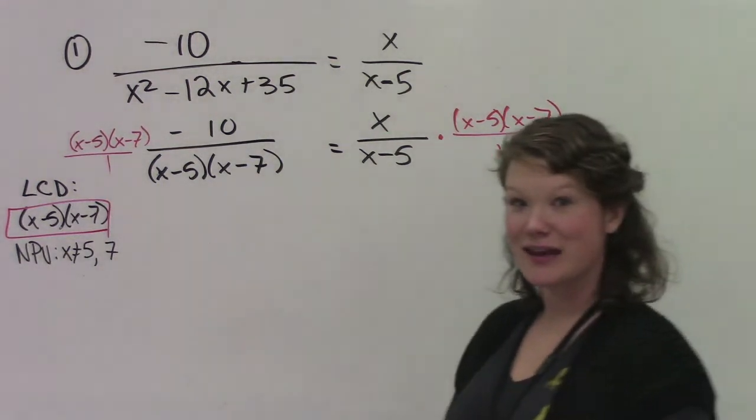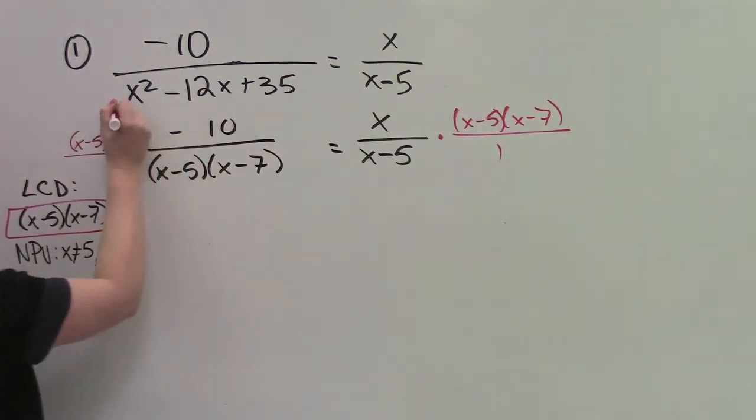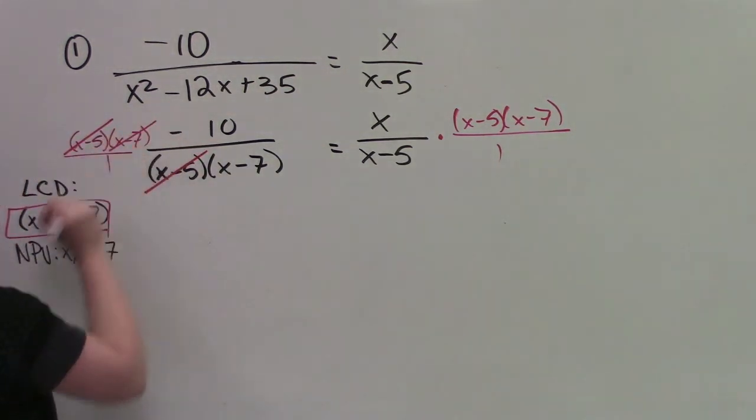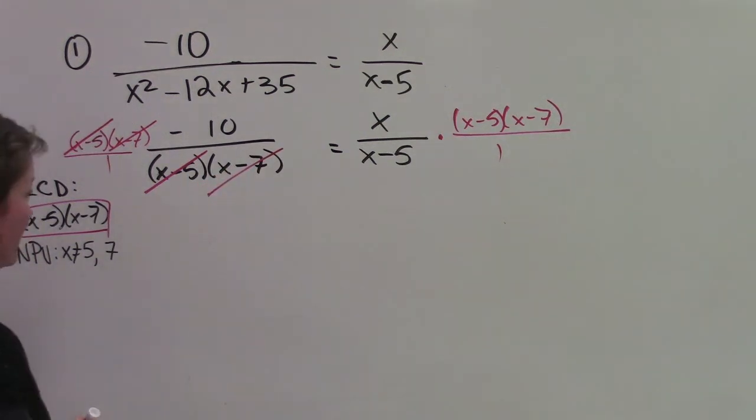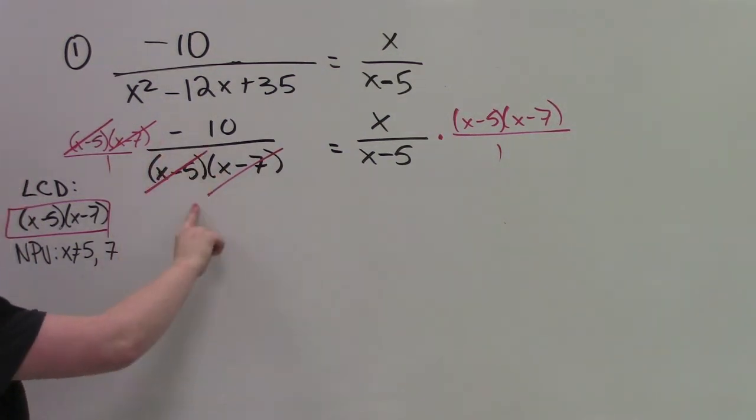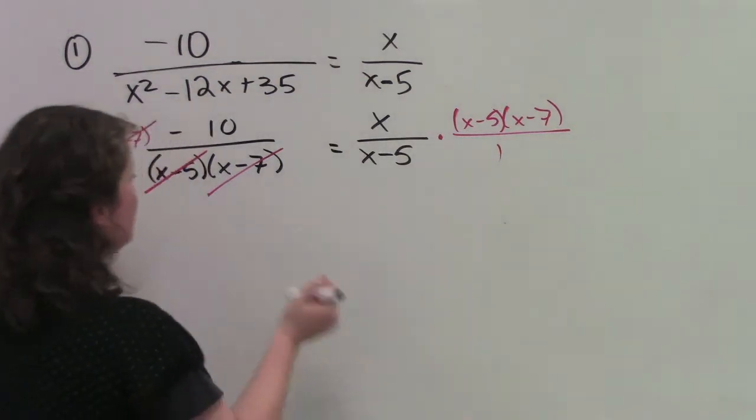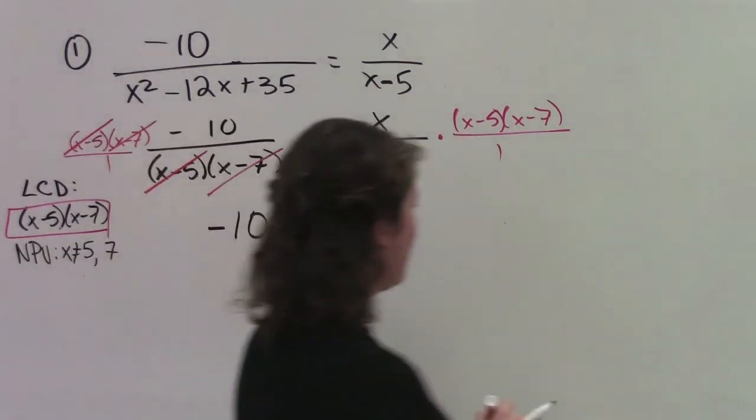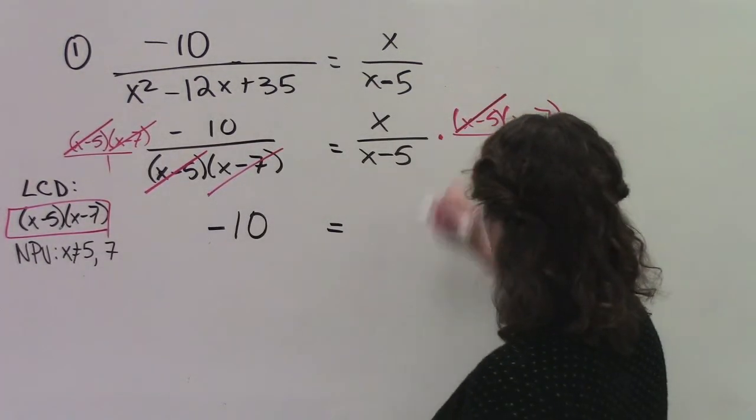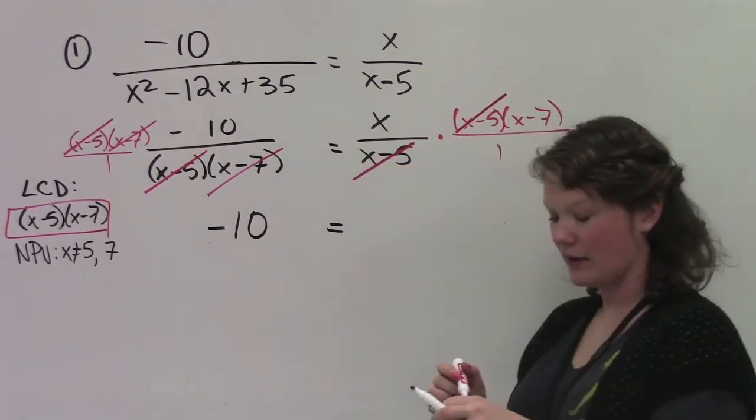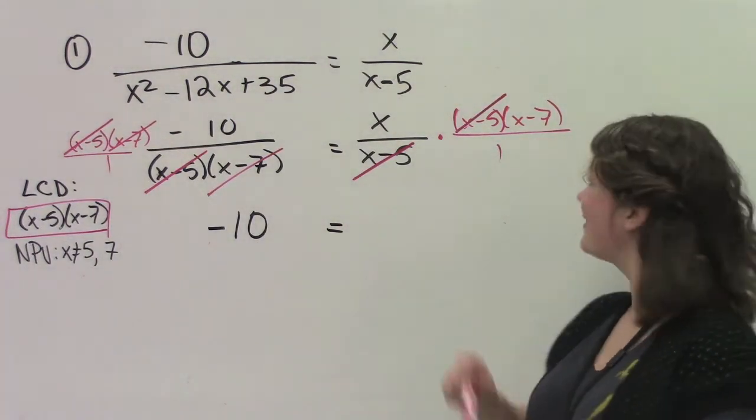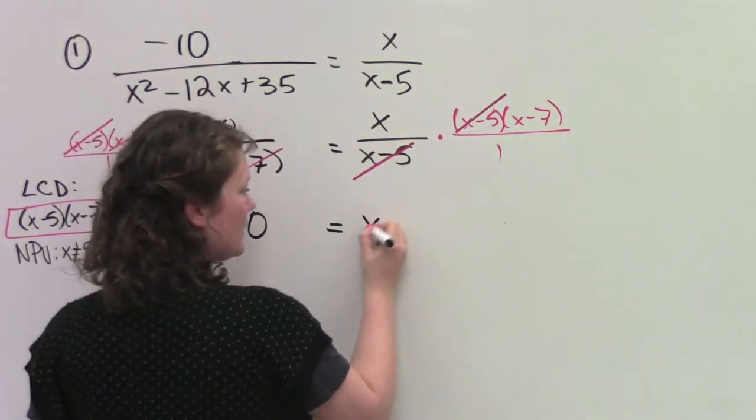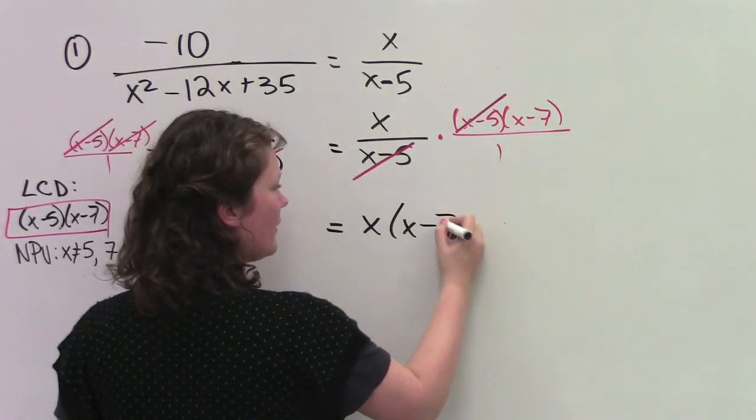Now the cancellation can occur. Negative 5, x minus 5 and x minus 5. X minus 7 and x minus 7. So literally folks, on this side, we have negative 10 over 1, which is just negative 10. So this side is negative 10 equals, what can I cancel on this side? X minus 5 and x minus 5. Can I cancel the x minus 7? Nope. So what's left on this side is x times x minus 7.